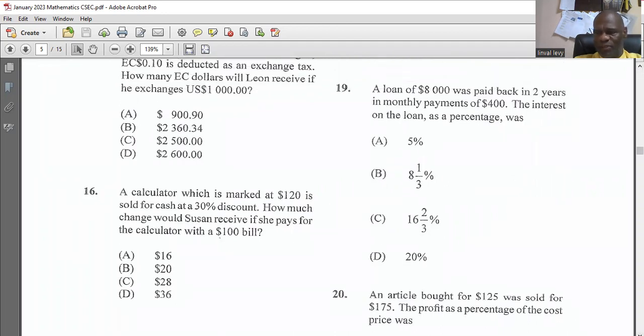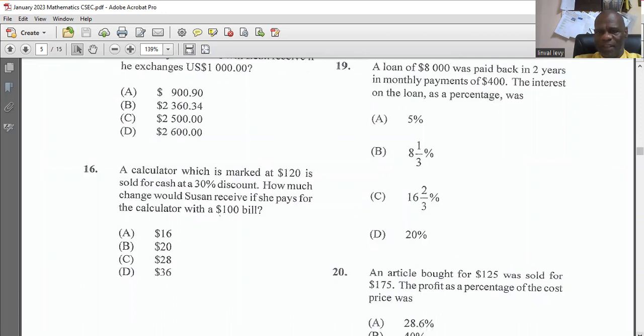So it says a loan. Let me just scroll up a little. A loan of $800 was paid back in 2 years in monthly payments of $400. The interest on the loan as a percentage was, so we want to find what the interest on the loan is, and we want to find out what percentage the interest is of the loan.